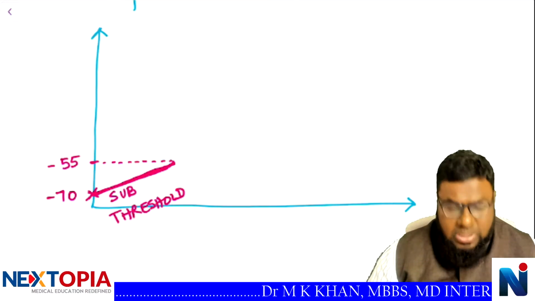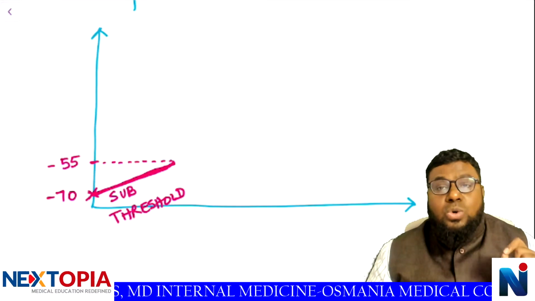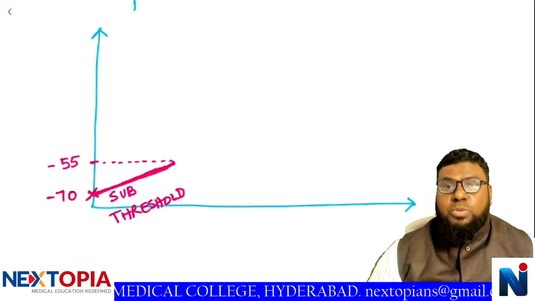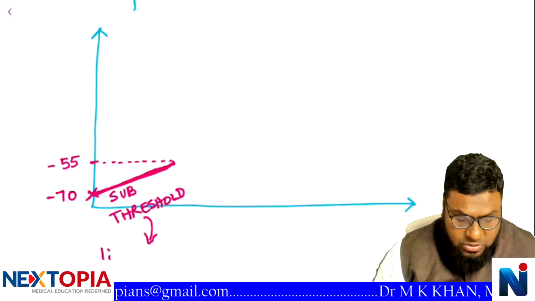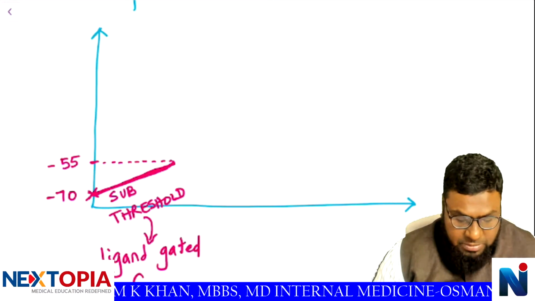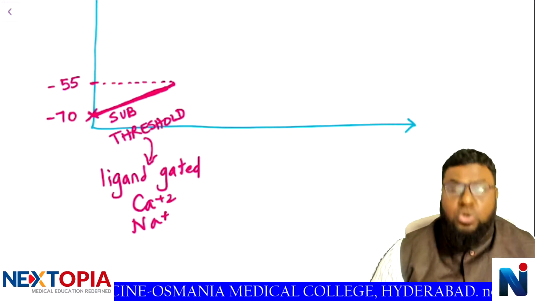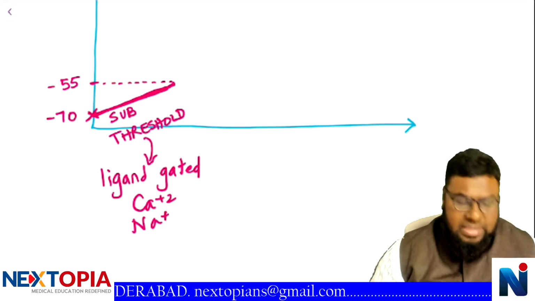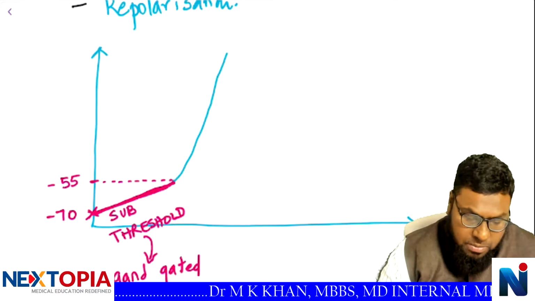The threshold stimulus of minus 55 in this diagram is actually critical to open up the fast sodium channels. But who is opening this? Who is causing this? It is the ligand-gated sodium channels or ligand-gated calcium channels that are causing this sub-threshold stimulus to reach the threshold. Once it has reached the threshold, the action potential gets initiated and you get an upstroke like this.